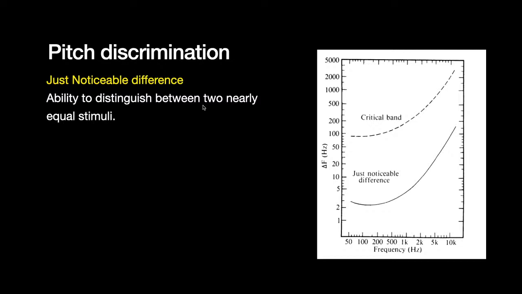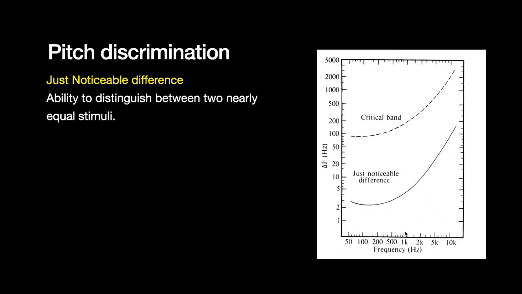So the ability to distinguish between two nearly equal stimuli is called just noticeable difference, delta F. And you can see that the just noticeable difference varies as critical bands vary. It is not surprising because when two notes are in the same critical band, you won't be able to distinguish between them. As you go to another critical band, you will be able to distinguish.